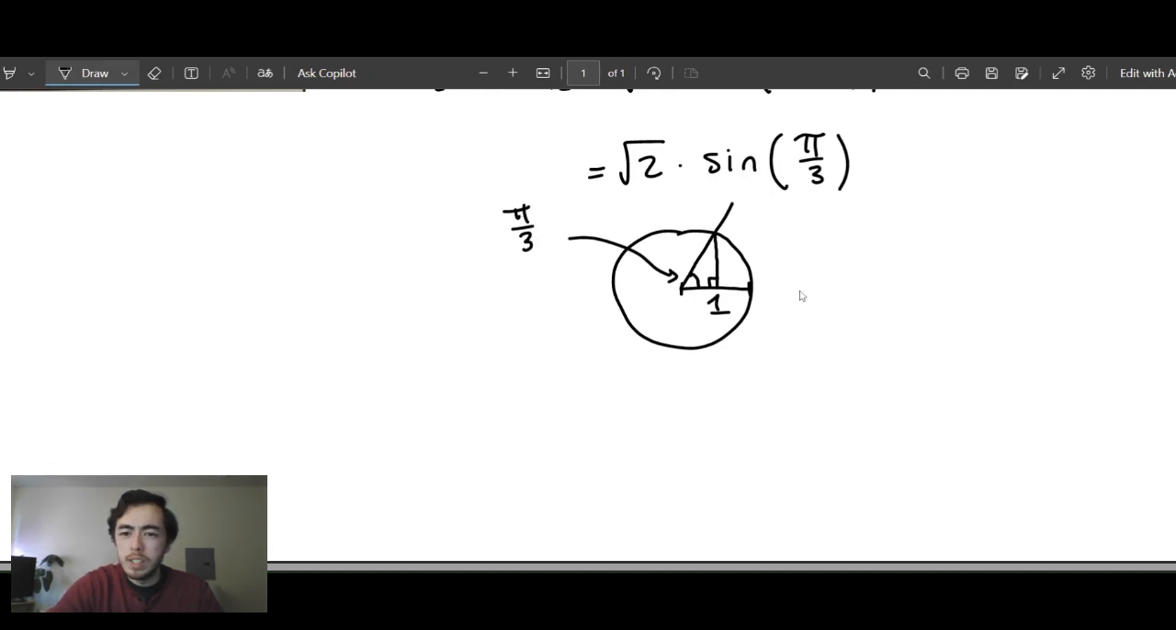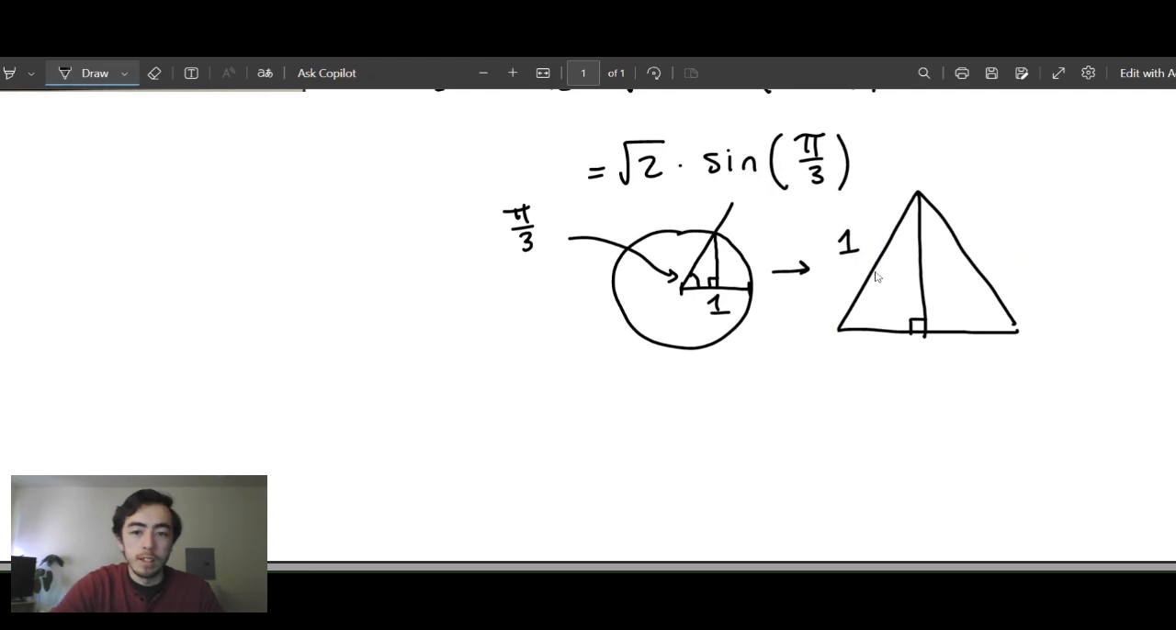And it's basically like I just drew half of an equilateral triangle, where this is still a 1 because it's the radius of my circle. And then I basically perfectly split this equilateral triangle in half. So I could have a half here because it's half of this radius.